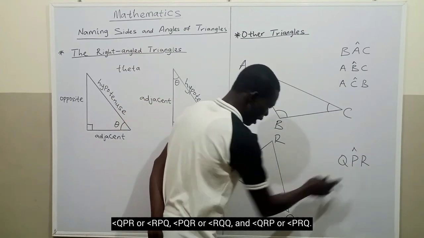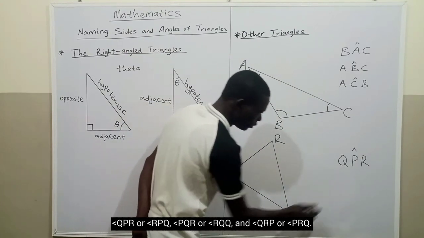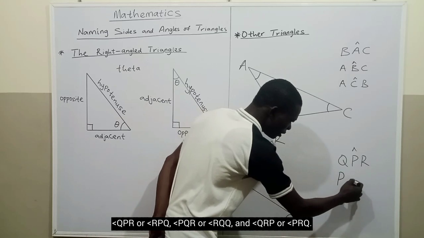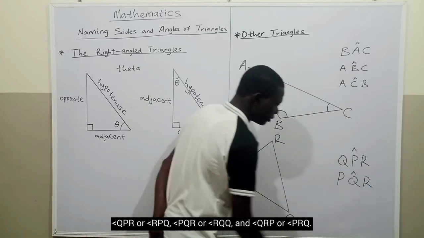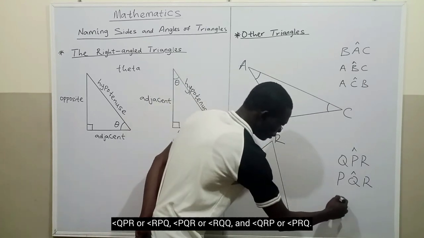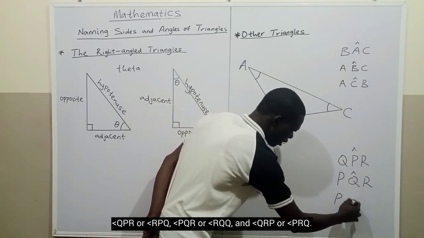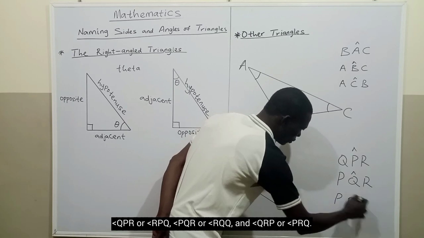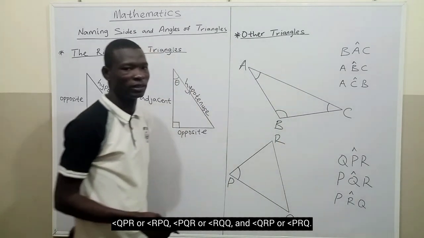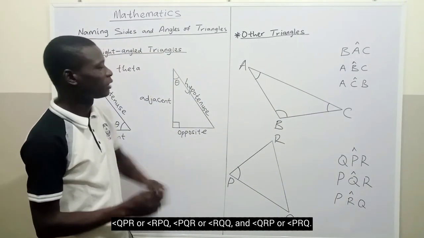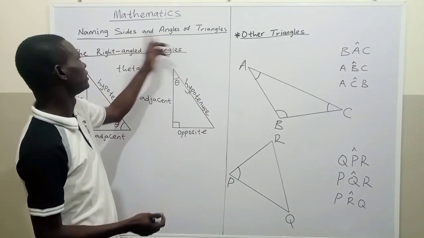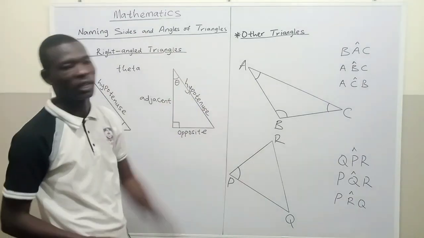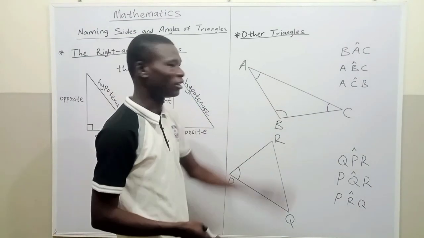Now, angle Q. We can have it to be P, Q, R, with Q at the middle, and then angle R, P, R, Q. That is the representation of the angle. So we have actually named the angles, how they can come. Now we are going to the sides, because we're naming sides and angles of triangles. So how do we name the sides of this other triangle?